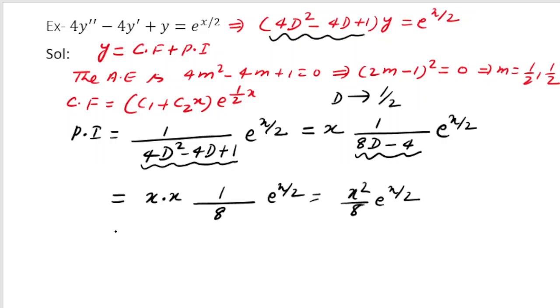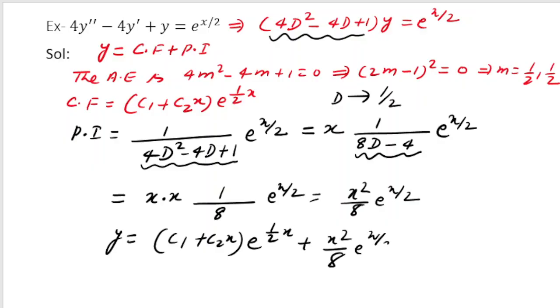So what is the general solution? Y is equal to (c1 plus c2x) e to the power half x plus x square by 8 e to the power x by 2.